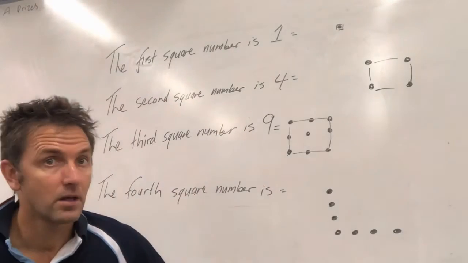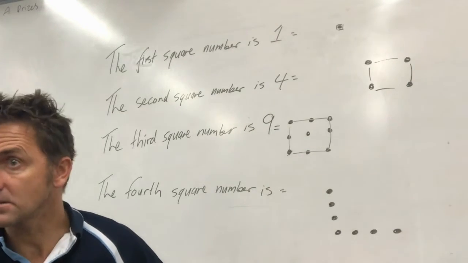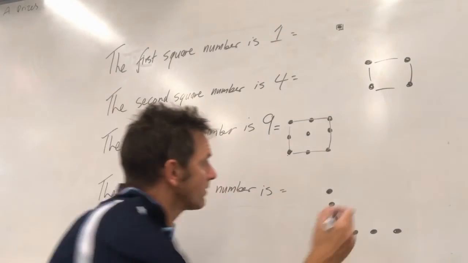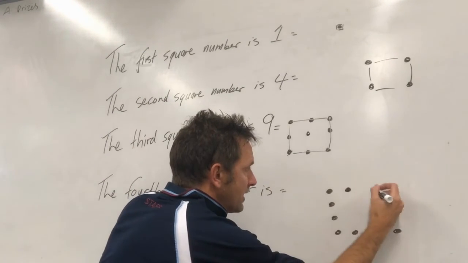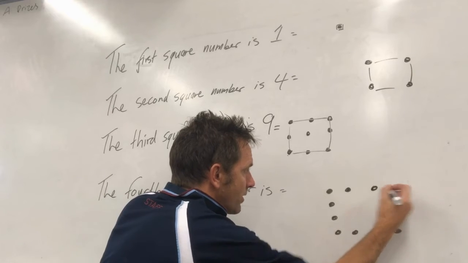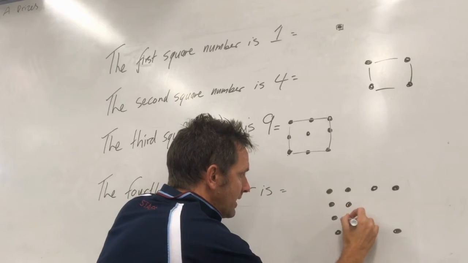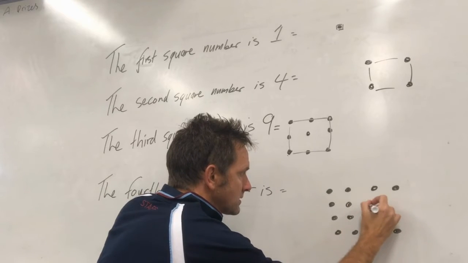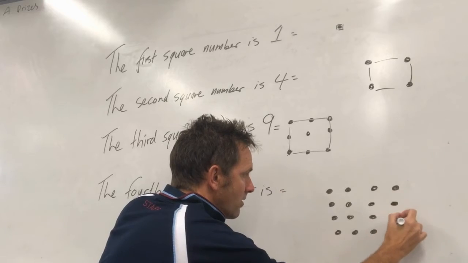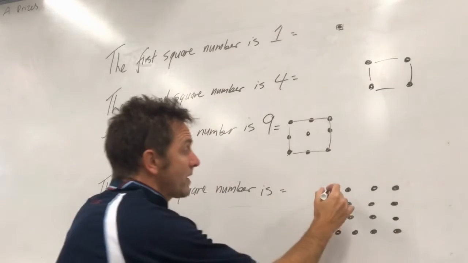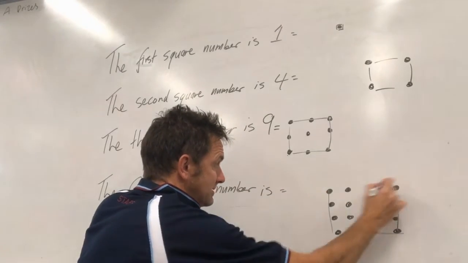Let's fill in the square. I'm filling in the square. 4 across, 4 up. I'm drawing my square because it's a square number.